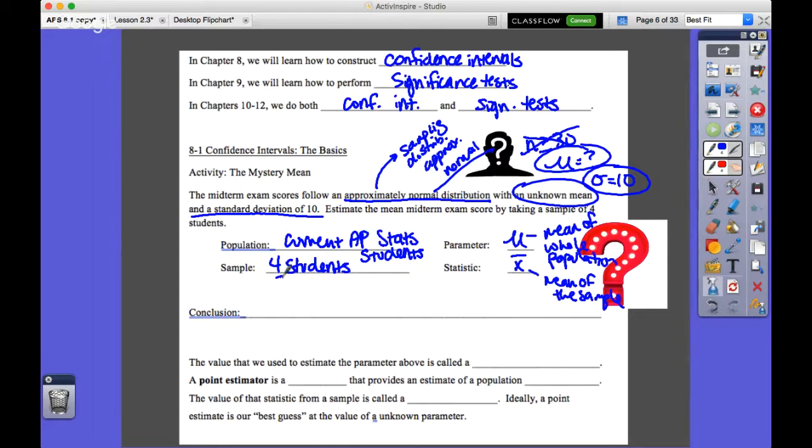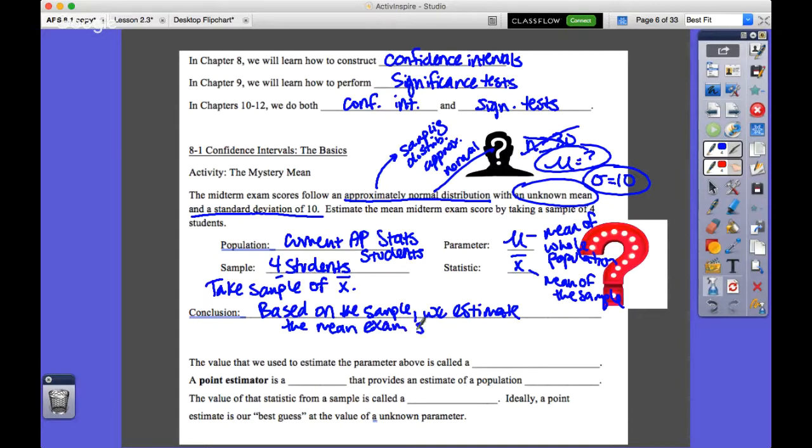So in conclusion, we're going to take a sample, so we could simulate this. We could take a sample of x bar of that 4. And we could say based on the sample, we estimate the mean exam score as, and we're going to just throw out a number, 80. We'll say that was the average of my 4. I'm throwing this out here; this could be anything depending upon the specific value that you found. So based on the sample, we estimate the mean exam score to be 80.